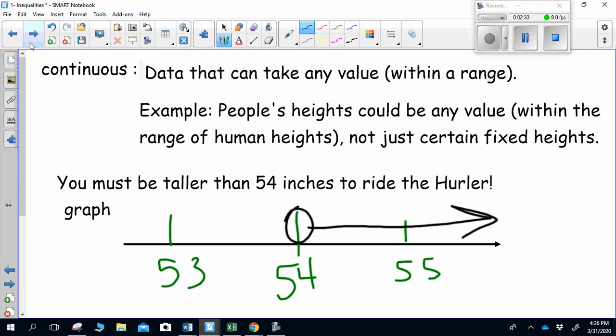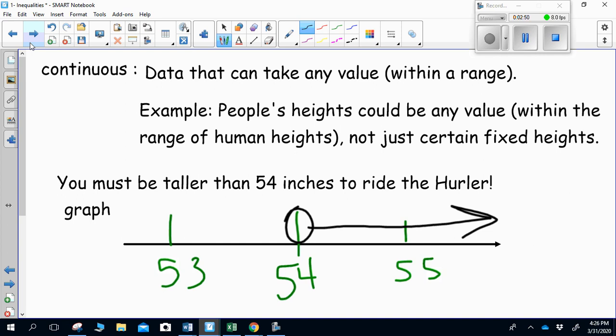All right, the next thing I want to talk about is continuous. Continuous data are data that can take any value within a range. For example, people's heights could be any value within a range of human heights. So it's not just certain fixed heights.